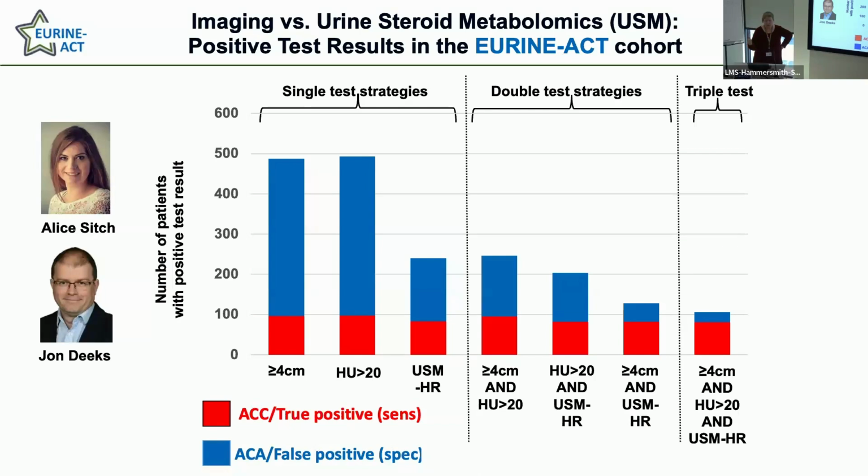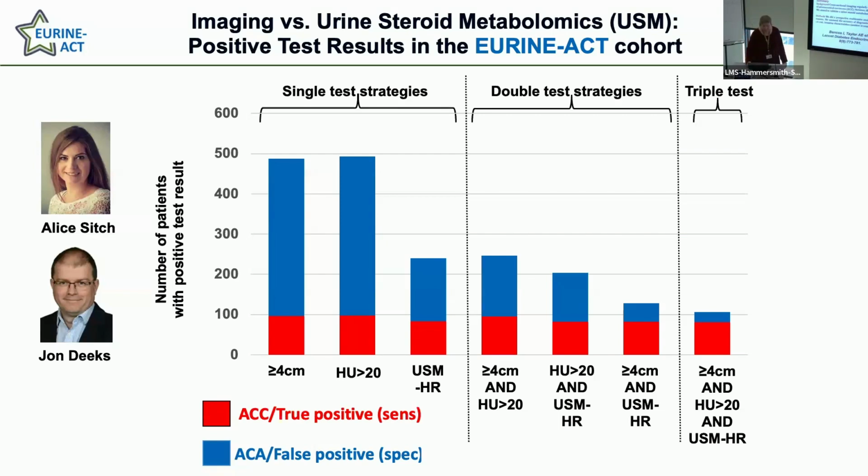Yeah, if you are greater or equal to 4 centimeter diameter, have a Hounsfield unit greater than 20, then a urine steroid metabolomics test will be absolutely excellent, weeding out all false positives, but giving you pretty much all true positives. Yeah, so the negative predictive value in the study was 99.7%. And the positive predictive value was actually 76%, and for imaging it was 19%. So it's a huge difference.